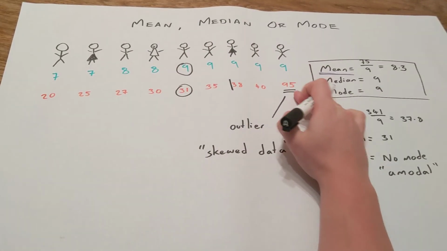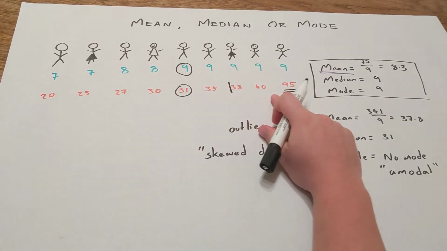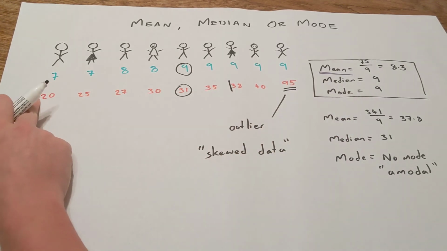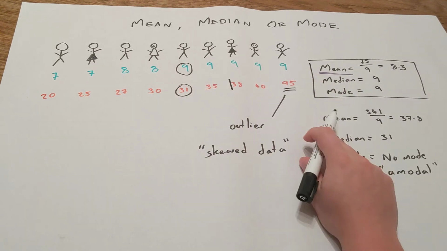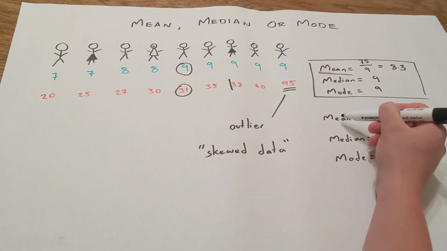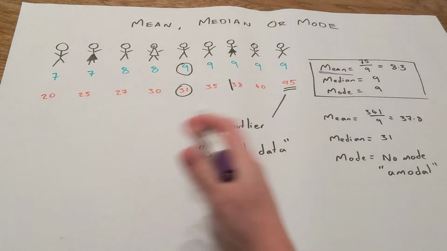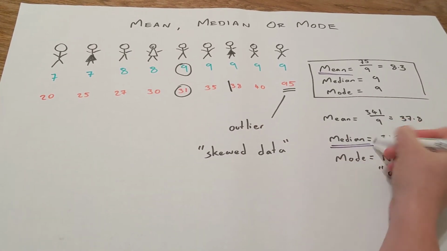If you have an outlier that's really, really high compared to the rest of your information, it's going to make your mean higher than it should be. If you have an outlier that's really, really low, it's going to make your mean lower than it should be. So, in these situations, you don't want to use the mean. The average that's going to give you the best approximation, the best summary of your data, is the median.